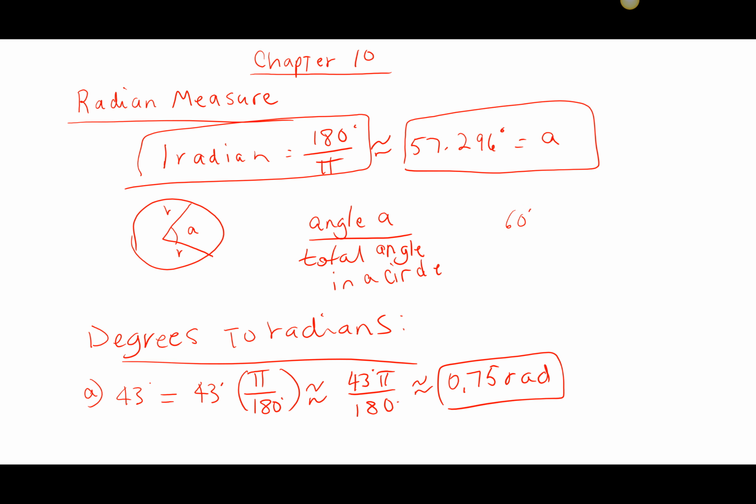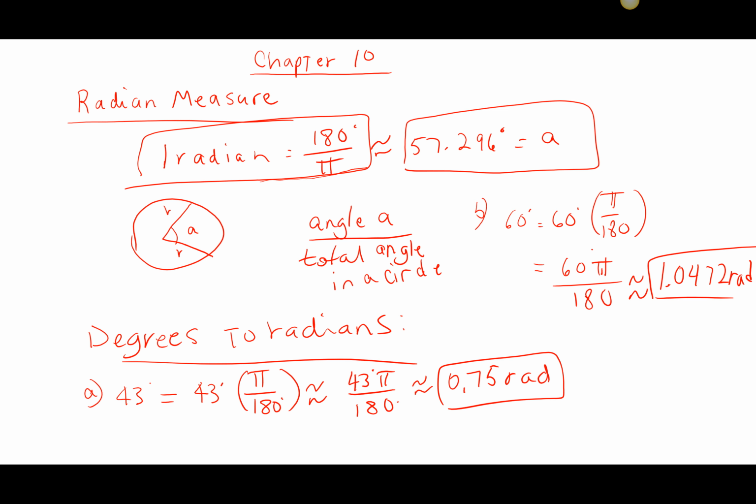If we had 60 degrees and we wanted to convert that, same thing: 60 degrees times pi over 180. Now, notice that the formula I showed you was 180 over pi. That's 1 radian equals 180 over pi. So if you're changing degrees to radians, you have to rewrite that, so it's pi over 180. That's why it looks different. So then that's going to equal 60 pi divided by 180, and that's approximately 1.0472 rads. Okay? So that's how you do that.